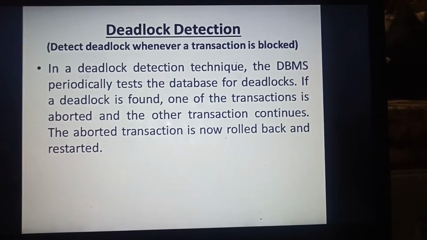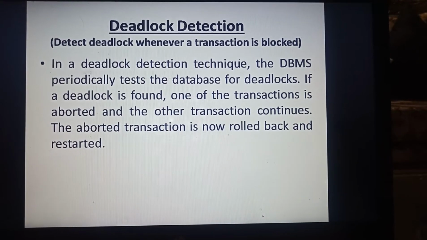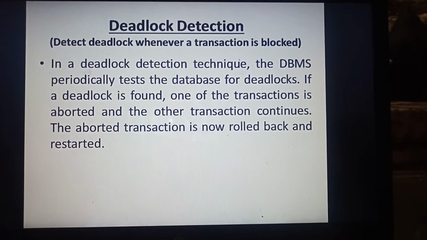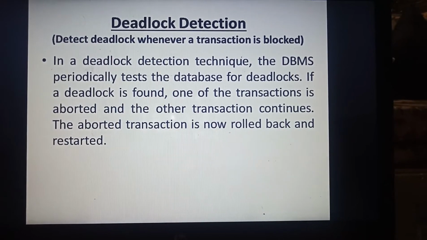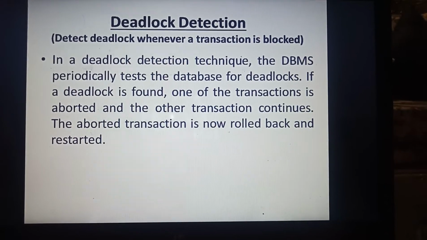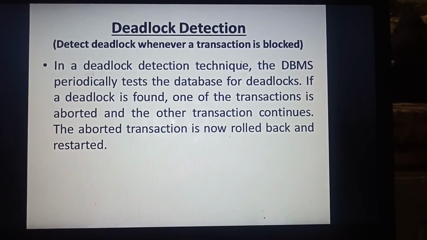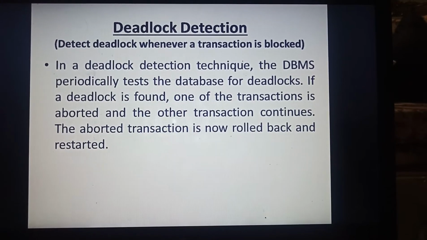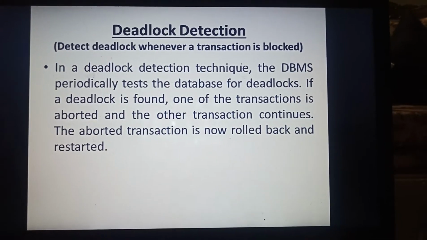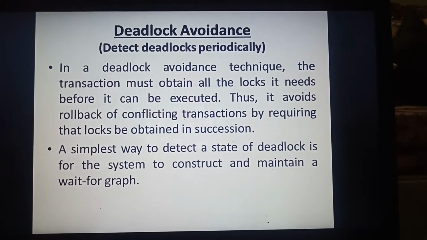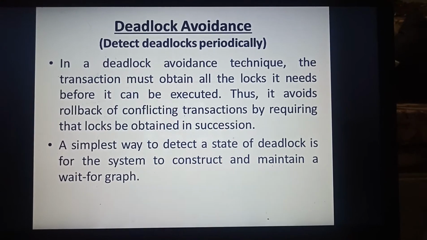Third method is deadlock detection, which means detect deadlock whenever a transaction is blocked. In the deadlock detection technique, the DBMS periodically tests the database for deadlocks. If a deadlock is found, one of the transactions is aborted and the other transaction continues. And the aborted transaction is rolled back and restarted.